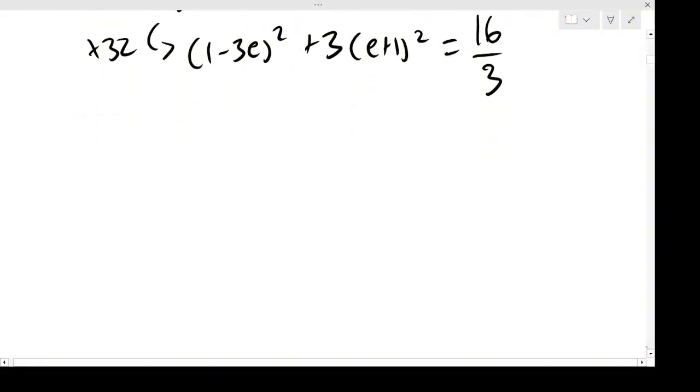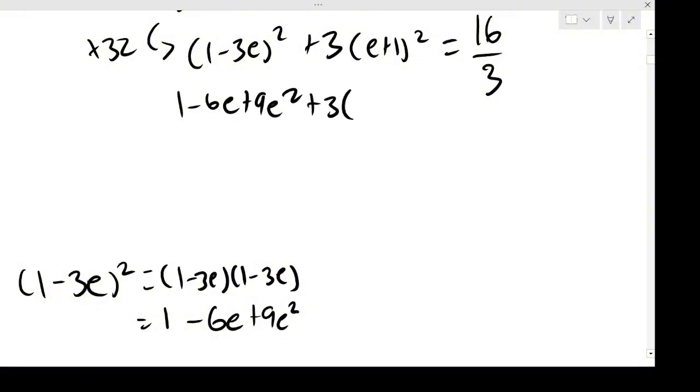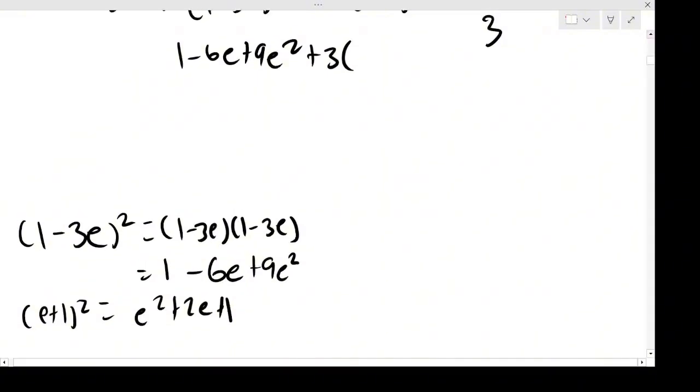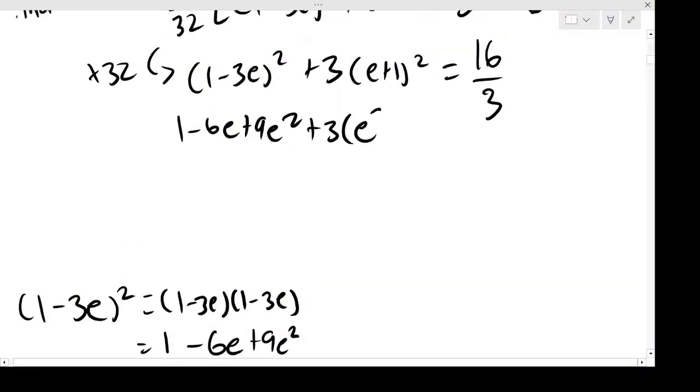I'd probably do this somewhere separate, but let me do it here. Firstly, (1 minus 3e) squared is (1 minus 3e)(1 minus 3e). If I expand this, I get 1 minus 3e minus 3e, which is minus 6e, and then plus 9e squared. I'm going to sub that in. Then if I expand (e plus 1) squared, that's e squared plus 2e plus 1. If you're a bit shaky, do that expansion step by step. And that's going to equal 16 over 3.